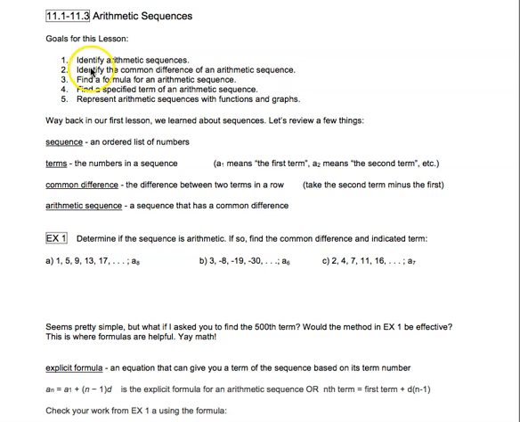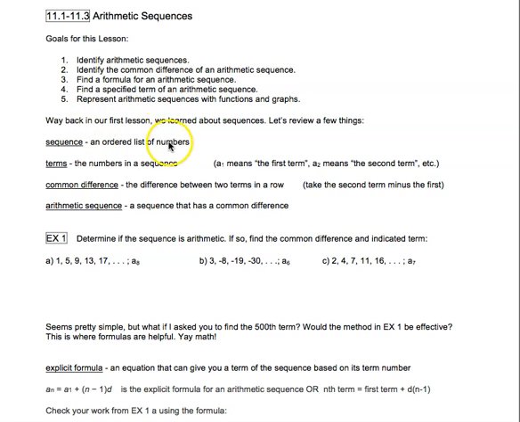So we should already know how to identify arithmetic sequences. We should already know how to identify the common difference. We should know already how to find a formula and to find a specified term. So really the only thing that's new is connecting all of this to functions and graphs. So we are going to go back and review the first four goals here.